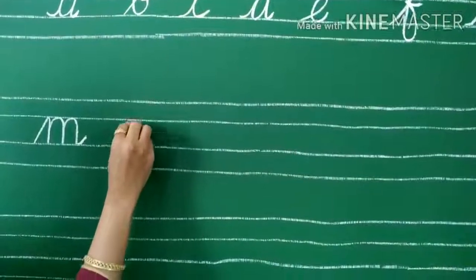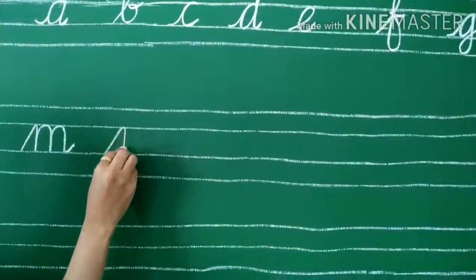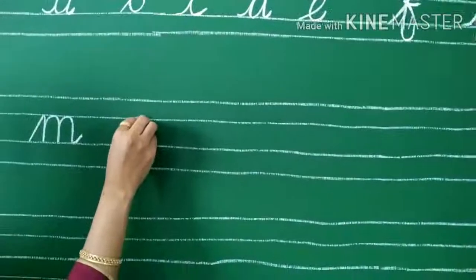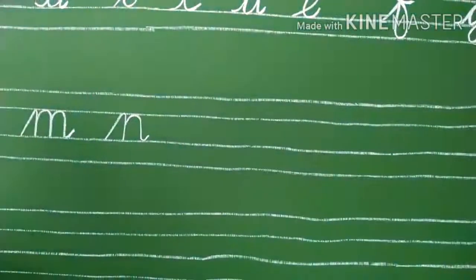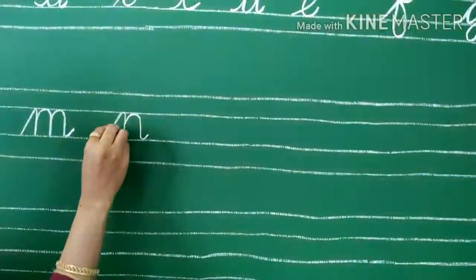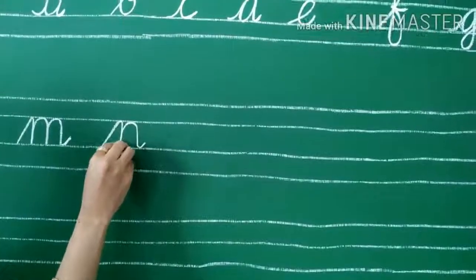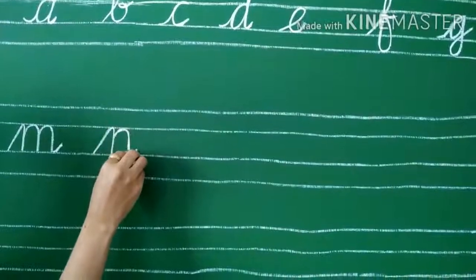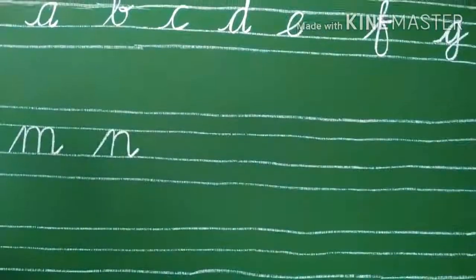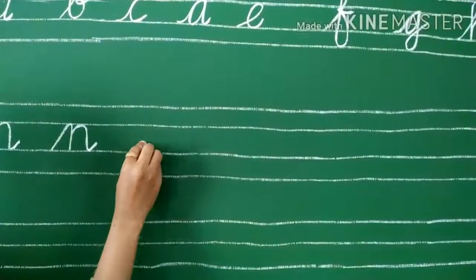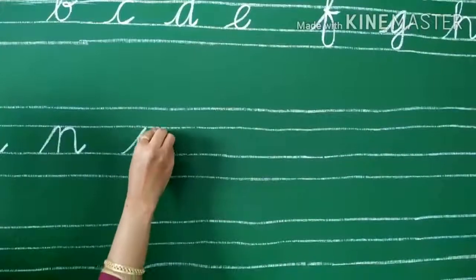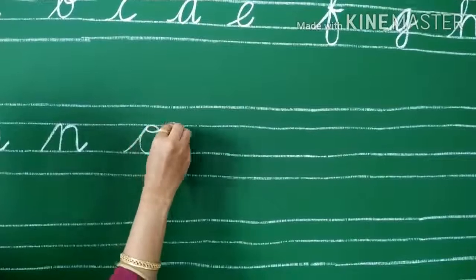To write n, draw a slanting line, a straight line and an inverse curve ends with a small curve. Yes, draw a slanting line, a straight line and an inverse curve ends with a small curve. Small n. How to write O? Draw a slanting line, put an oval ends with a knot.